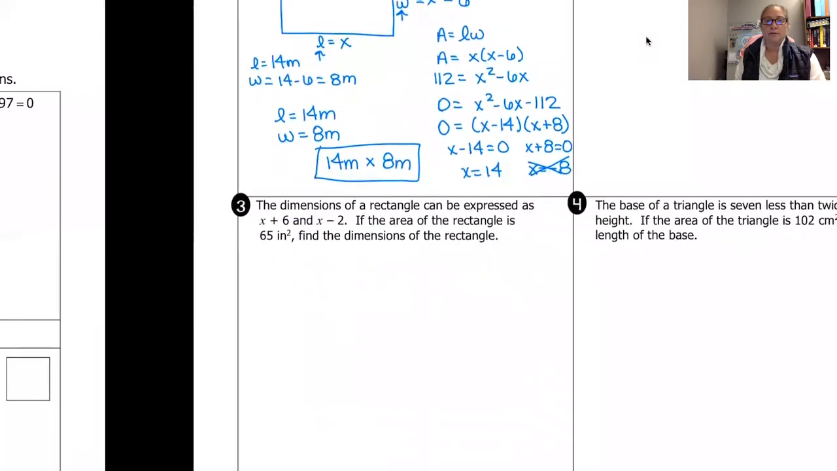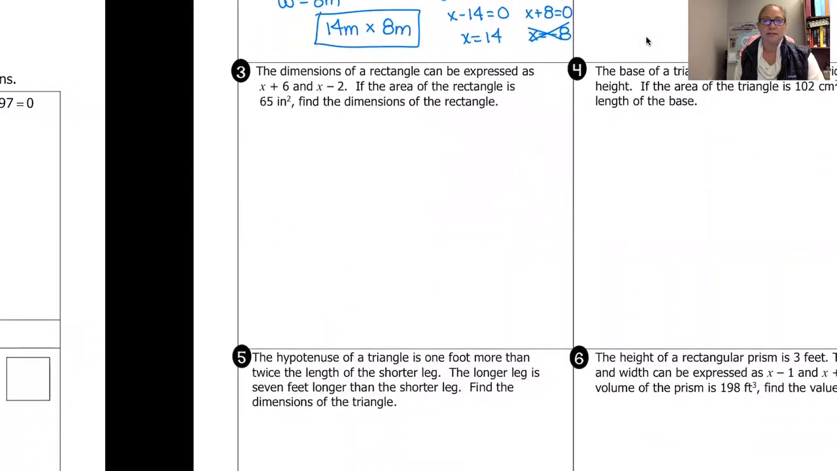Problem number 3, the dimensions of a rectangle can be expressed as x plus 6 and x minus 2. If the area of the rectangle is 65 inches squared, find the dimensions of the rectangle. This problem lays everything out. So there is no drawing needed unless you just want to. So area is 65. Dimensions are x plus 6 and x minus 2. Because you are multiplying, it does not matter which is first and which is last, because you can multiply forwards and backwards using the commutative property of multiplication and get the same value.